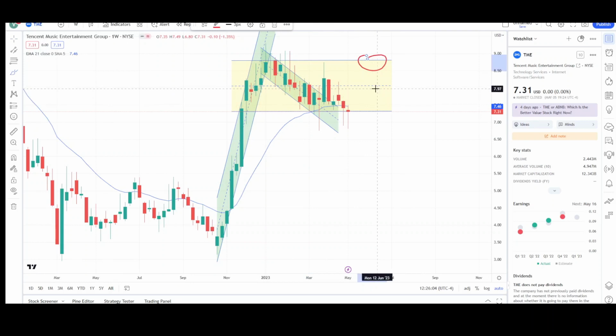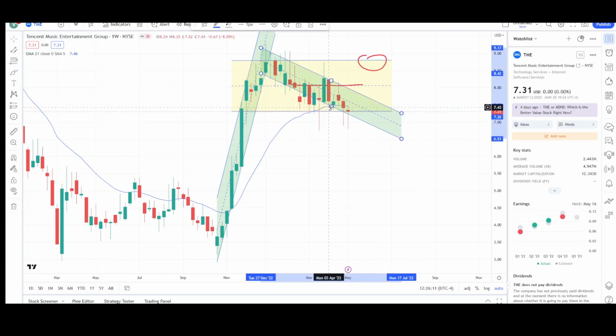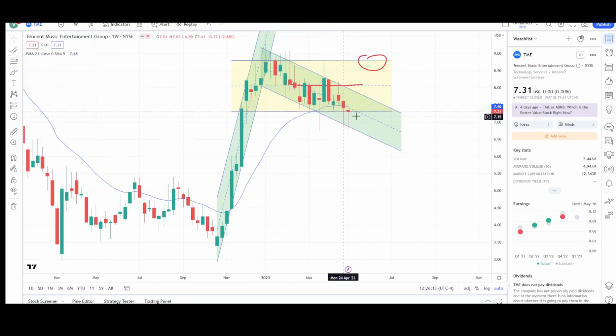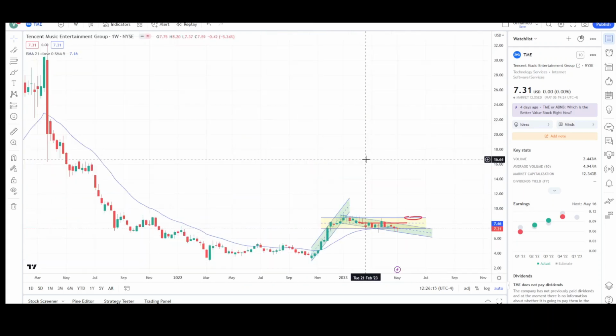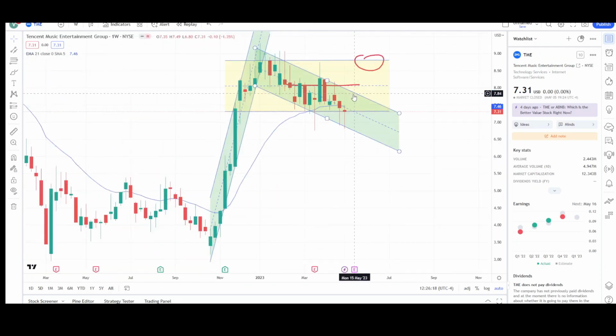I want to see what it does around that $8 level, because it is acting as a strong resistance, because the trend could be a little bit wider. So this could be the downtrend channel that we need to keep an eye on. So we'll have to wait and see. I want to see what it does at the $8 level.